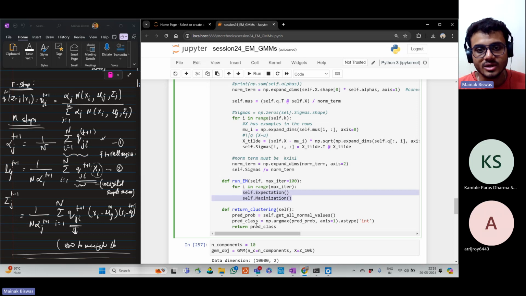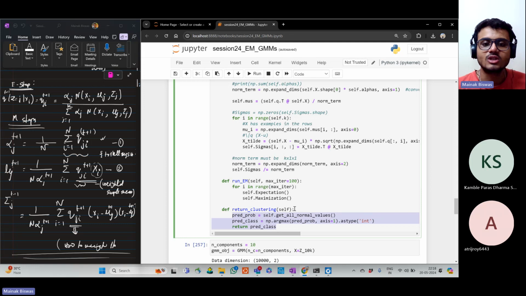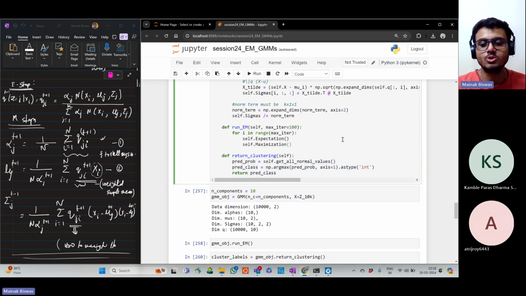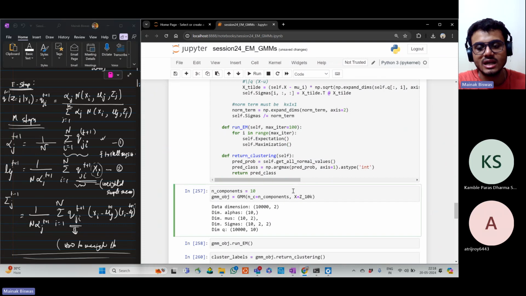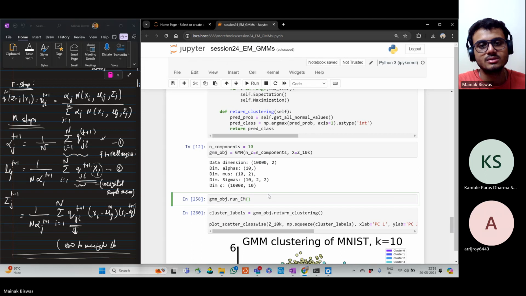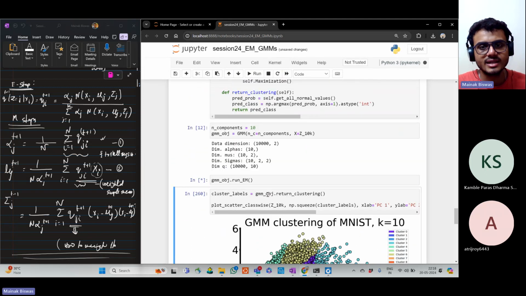Then what I'm doing here is taking a return clustering value. What clustering is happening here is that this gives you the maximum probability, like we did in k-means. So this helps you see the posterior distribution and infer the distributions. Let us see. I'm going to use 10 components now, 10 mixtures of the Gaussian. I'm going to run it. It will take some time.